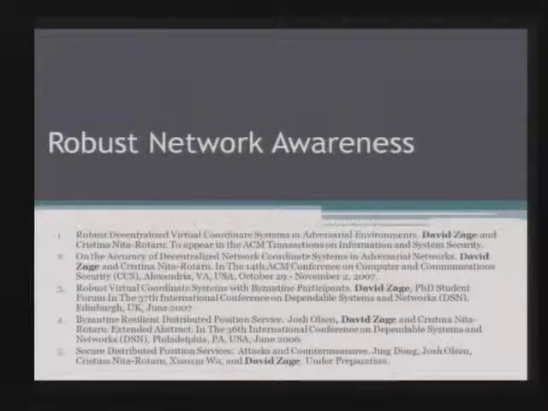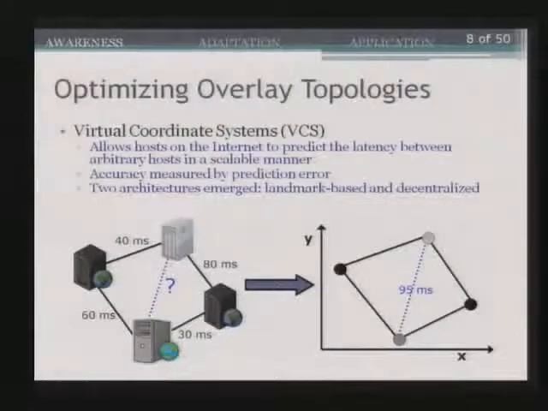And if we have multiple systems running on the network, then this overhead is actually incurred for each of the systems. So in order to provide a lightweight mechanism for providing network awareness, virtual coordinate systems have been proposed. And these allow hosts on the internet to predict the latency between an arbitrary host in a scalable manner. Basically, each host in the network is provided with a coordinate, and the difference between these coordinates is the estimated round-trip time between two nodes.